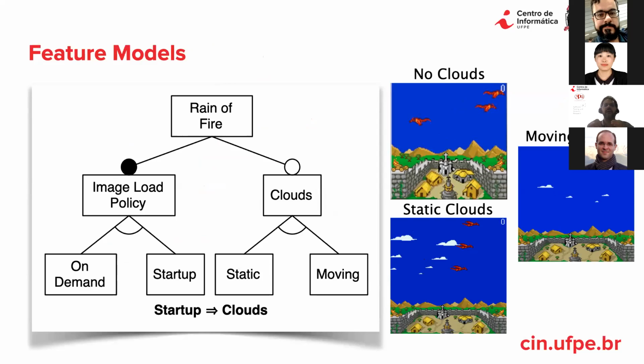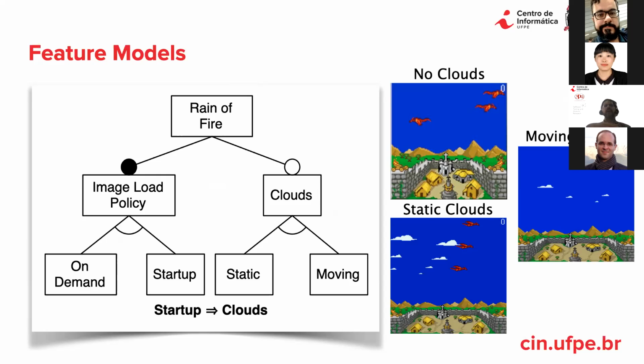This variability usually is described in terms of features by means of feature models, which model the variability of a product line. You see, for instance, that clouds is a rectangle with a white filled circle on the top. This denotes that this is an optional feature. You can either have clouds or not. And below clouds, you have the white filled arc. This denotes the alternative feature. So you either have clouds static or moving. These are mutually exclusive options.